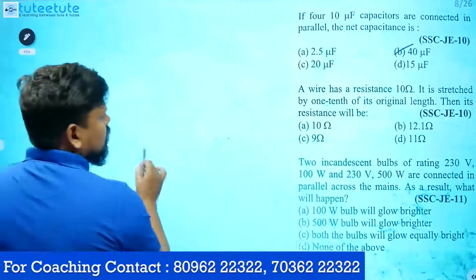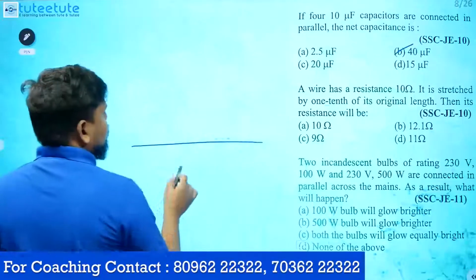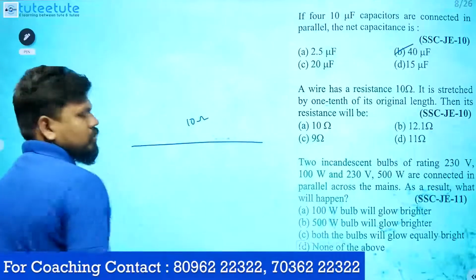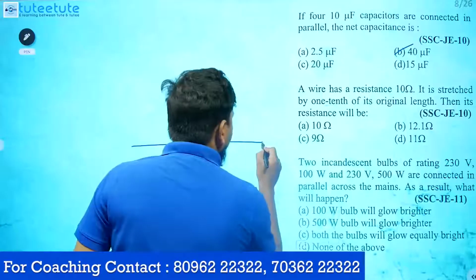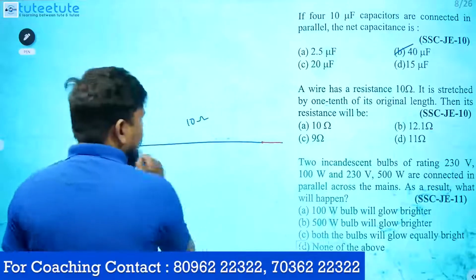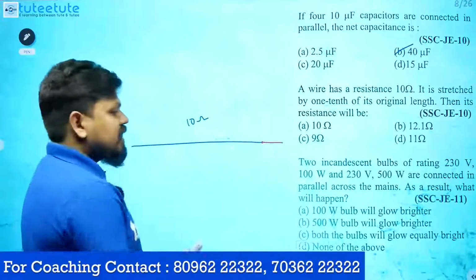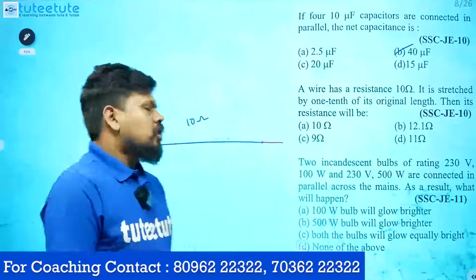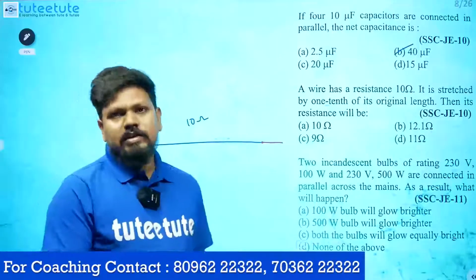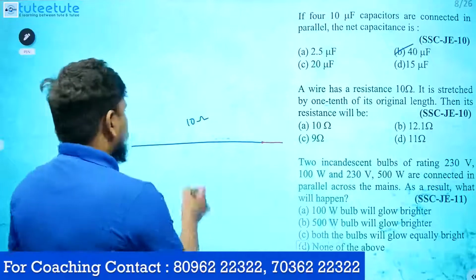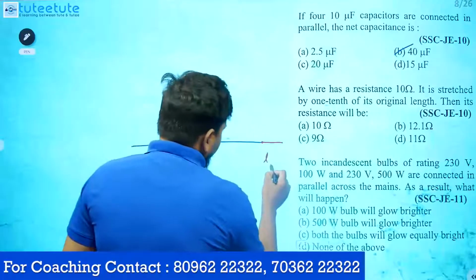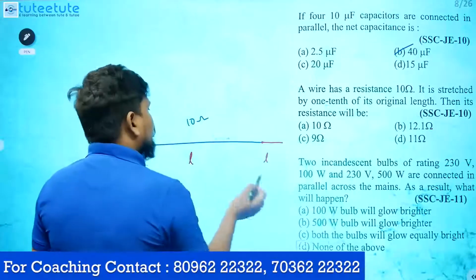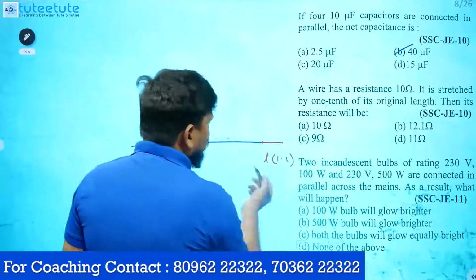So what they have given is a wire with a resistance of 10 ohms now. They have stretched 1/10 of its length. For example, if the total length is 100 centimeters, now it will become 110 centimeters. That's it. Understanding, right? Previously the length is L, so this is 1L, and after stretching it will become 1.1 L.